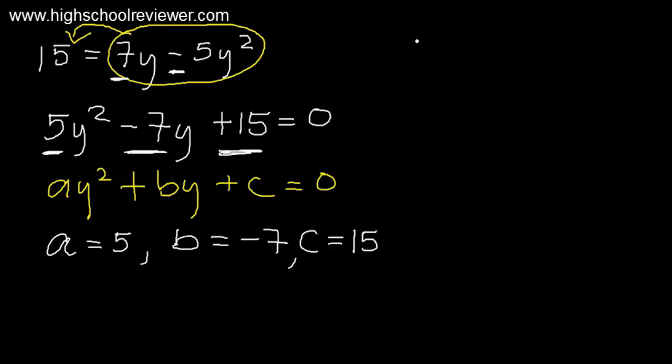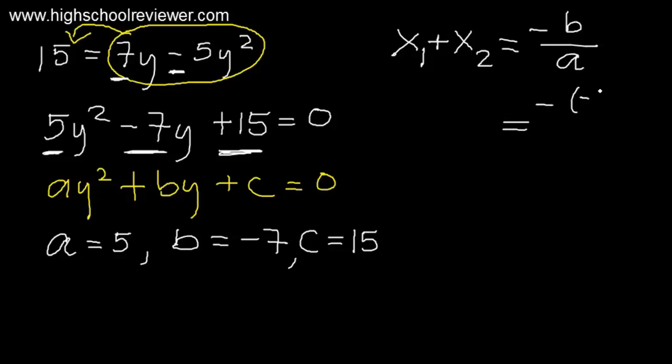We are now going to get the sum of the roots. So the sum of the roots will be x sub 1 plus x sub 2, and its equation will be negative b over a. So the value for b here is negative 7. So we have negative multiplied by negative 7, and divide this by a, which is positive 5. So negative multiplied by negative is positive. So this will be 7 over 5.